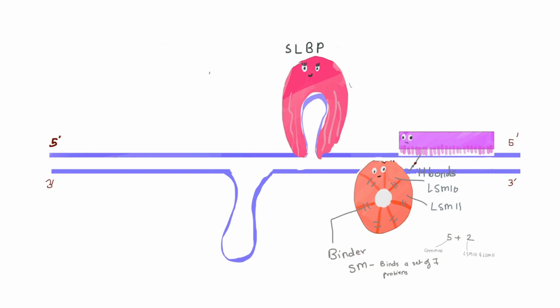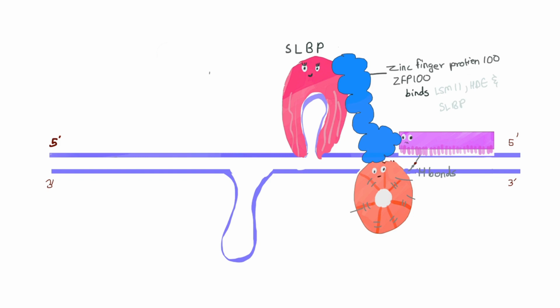Then lastly, we have the last component, which is new, known as the zinc finger. The zinc finger protein 100 to be more precise. Now the main job of zinc finger protein 100 is to bind all the components together. It attaches to the stem loop binding protein, then attaches itself to the LSM10 especially. And then it lastly binds also to the HDE. So it's like a binder.